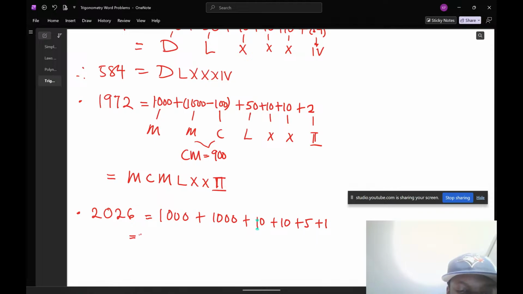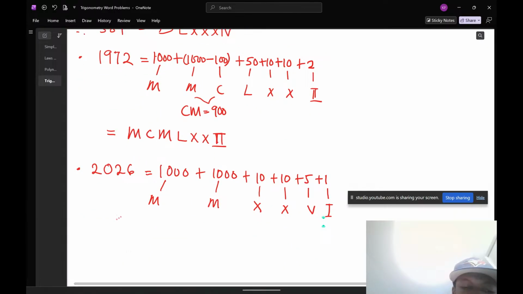So 1000 stands for M, 1000 stands for M, 10 stands for X, 10 stands for X, 5 stands for V, 1 stands for I, my bad. So now we write it as M, M, X, X, V, I. So that's for 2026.